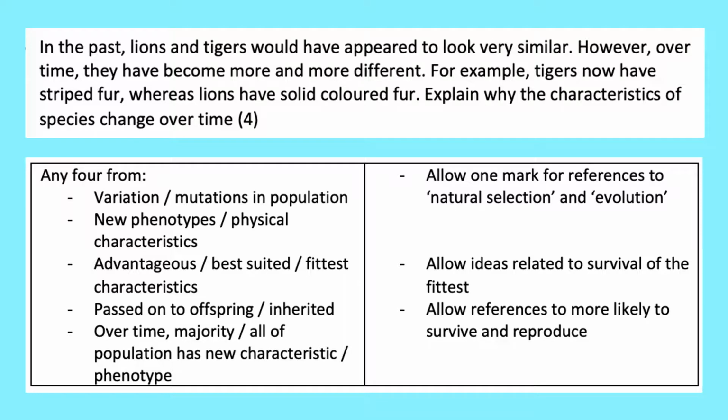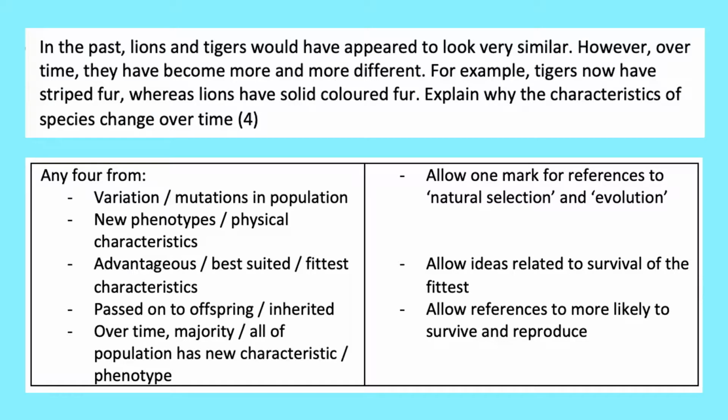Those physical characteristics which are best suited to the local environment will be advantageous, so it will help that individual to survive and reproduce better. This means that if they're able to survive and reproduce, survival of the fittest, they will be more likely to pass their advantageous characteristics onto their offspring when they reproduce.